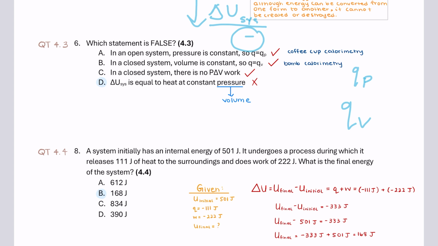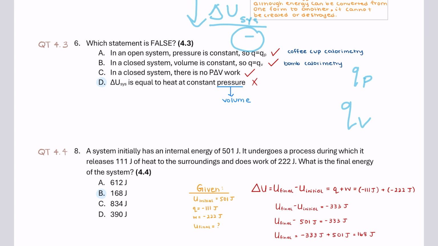But in a closed system where the volume is held constant, there's no change in volume, so no pressure-volume work is performed. This statement is consistent with what we know, so it's true. Finally, D says delta U of the system is equal to heat at constant pressure. This is the false statement.